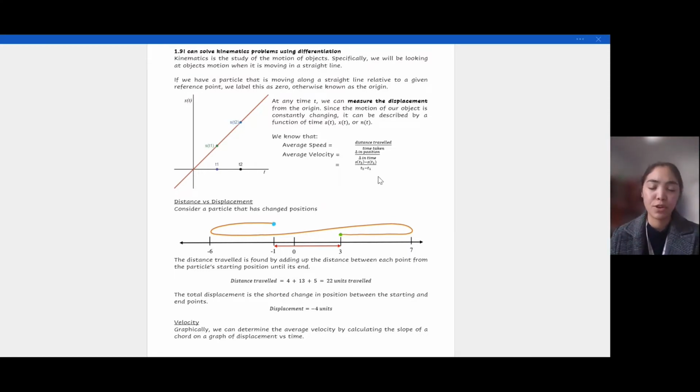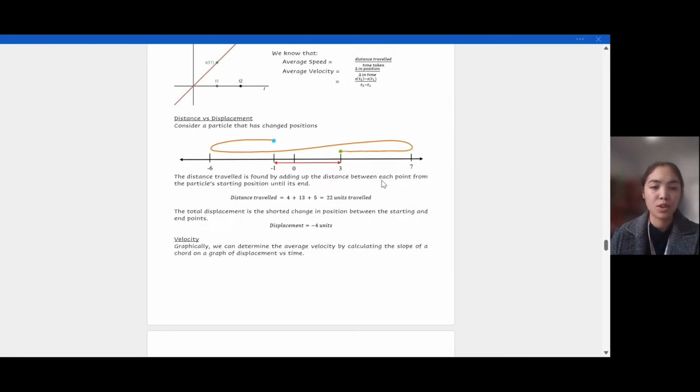Of course, I've mentioned both distance and displacement. The difference between the two is this: I've got this one particle, and the green represents its starting position, where the blue represents its finishing position. If I was talking about distance, this will be looking at just this orange line that's coming through here. So I want to calculate the total distance that has been travelled between each point.